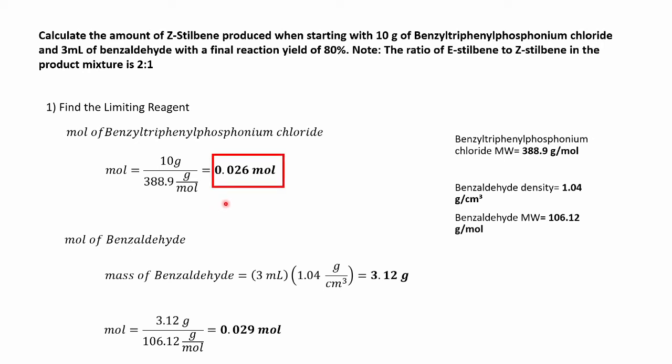Now when we compare the two, we can see that our limiting reagent is our benzyl triphenylphosphonium chloride. From here on out, we're going to be using this number for the rest of the calculations.